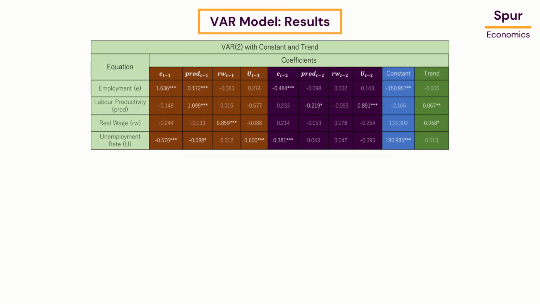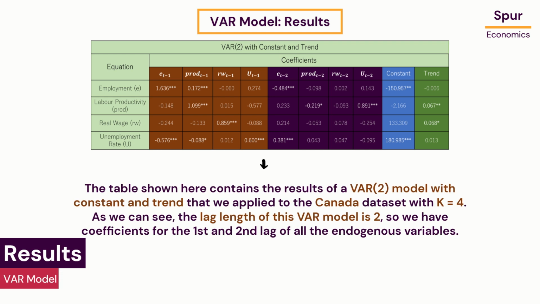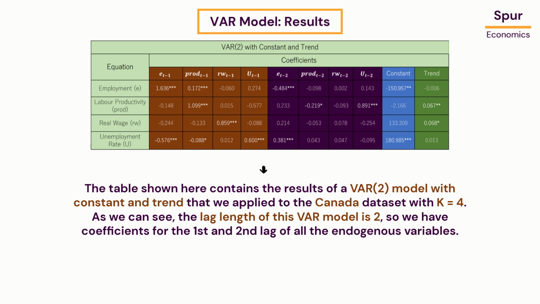Now, let us take a look at the results of our VAR model. The table shown here contains the results of a VAR2 model with constant and trend that we applied to the Canada dataset with k equals 4. As we can see, the lag length of this VAR model is 2, so we have coefficients for the first and second lag of all the endogenous variables.